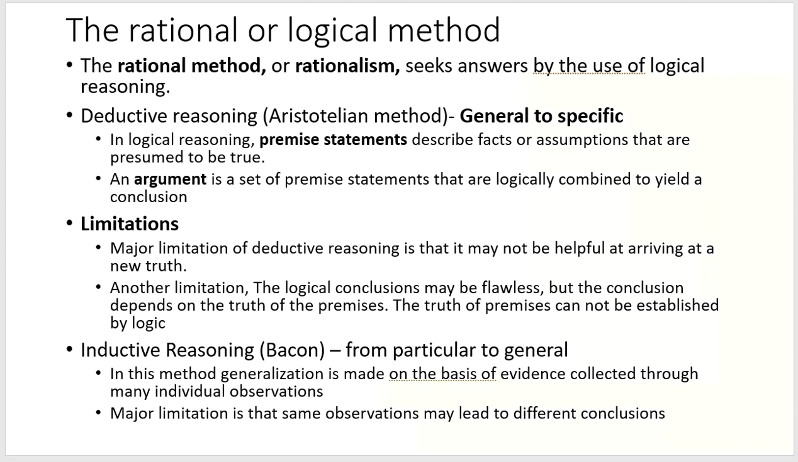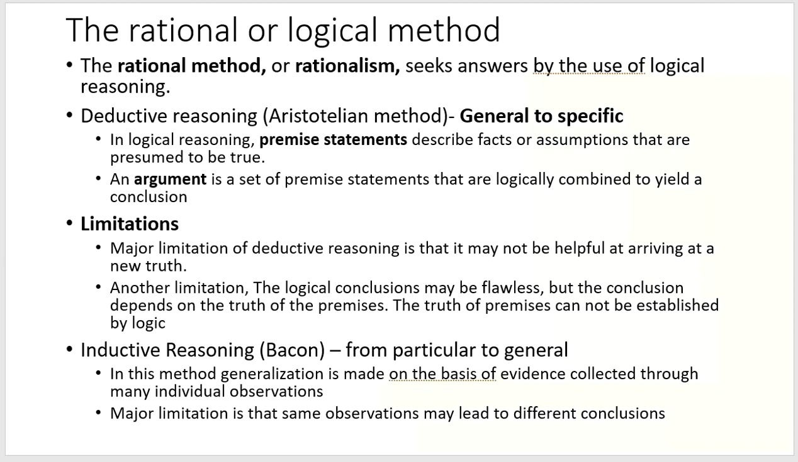Another limitation of this method is that the logical conclusions depend on the premises, and the premises themselves may not be correct. So the truth of a premise cannot be established by logic. We cannot logically establish that the premise statements are true or correct. So we believe that the premise statements are correct, and therefore our conclusion is also correct. So these two limitations are there even with the deductive reasoning approach.